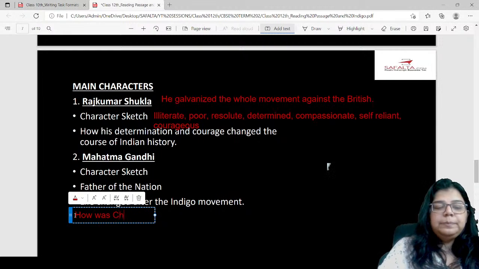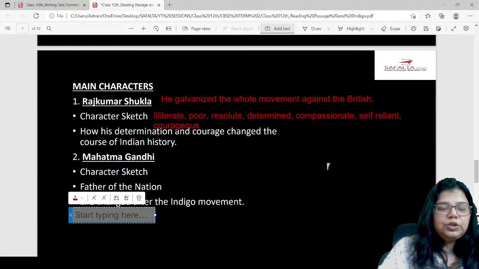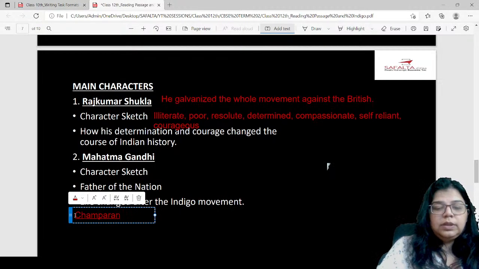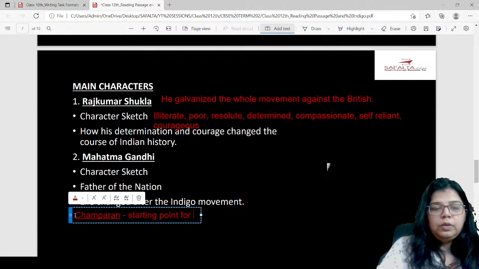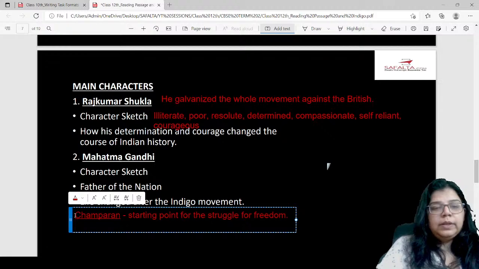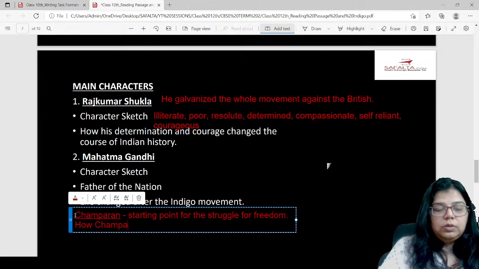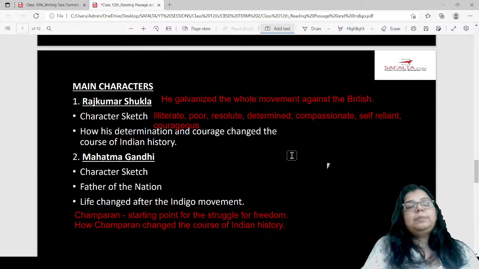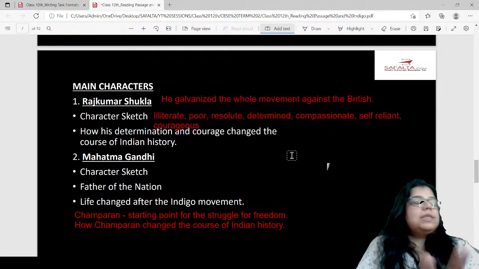How was Champaran? Wait, I'll just write this in short. Champaran being the starting point for the struggle for freedom. Okay. Or how Champaran changed the course of Indian history completely.